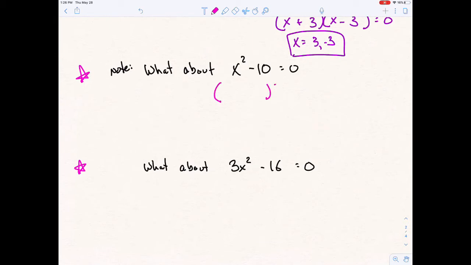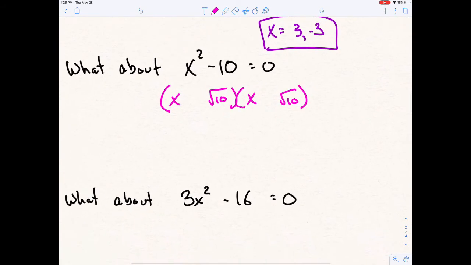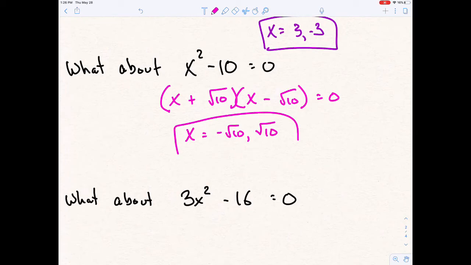In this problem, here's what I'm going to do. I'm going to go ahead and pretend that x squared is a perfect square, which it is, and I'm going to pretend that the negative 10 is a perfect square, and I'm going to break it down to its square root, right? Because the square root of 9 was 3 and 3, so the square root of 10 is the square root of 10 and the square root of 10, and now plus or minus equals 0, and then we could solve this, right? x is going to be negative square root of 10 or positive square root of 10, and once again, there are my answers.